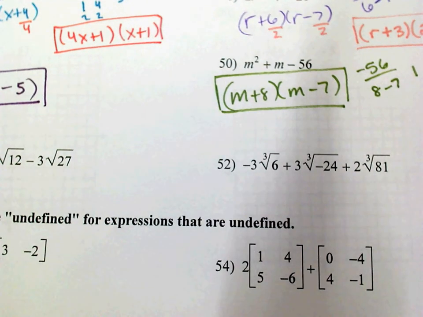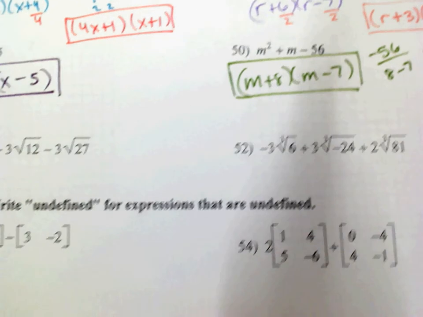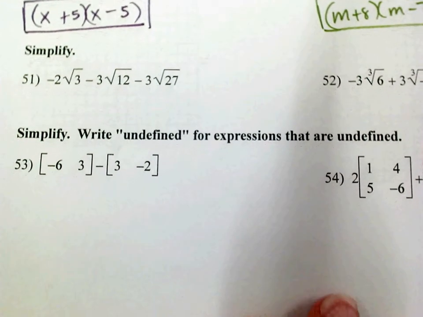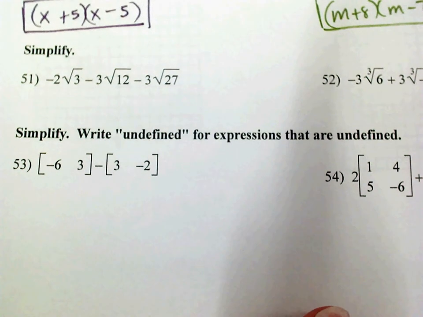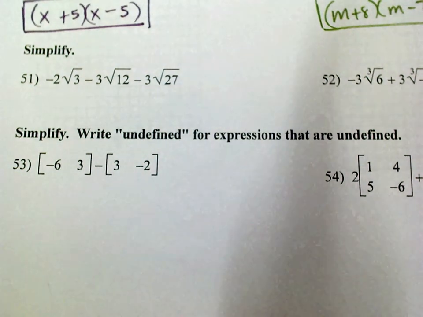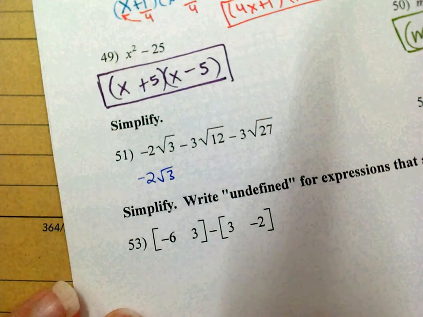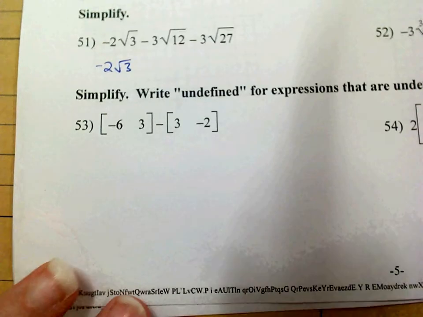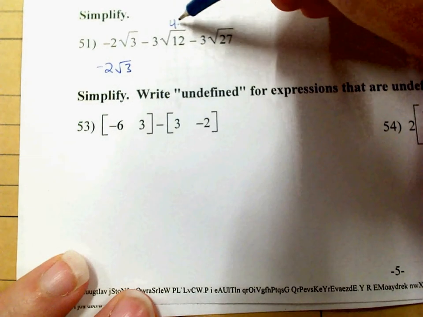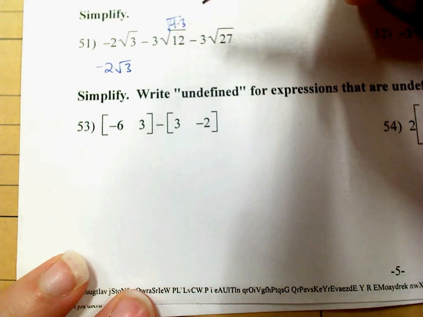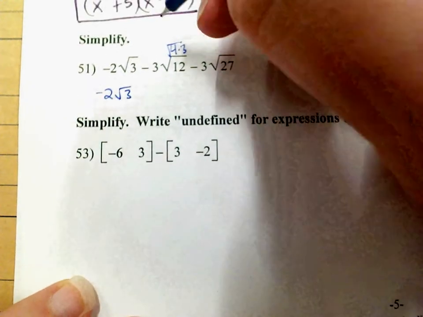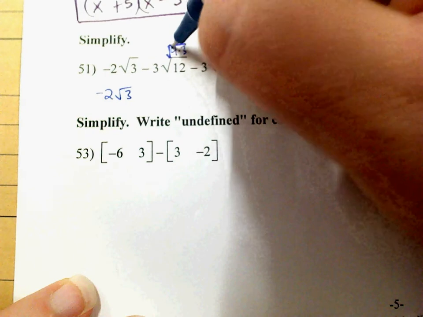Okay, 51. 51, I need to simplify these roots. Okay, can I simplify the 2 square roots of 3? No, so I'm just going to go ahead and rewrite that. Negative 2 square root of 3. What about the square root of 12? What goes into 12? 4 goes into it 3 times. So do I bring a 4 out or a 2 out? A 2 out. Do I add it to the negative 3 or multiply it? Multiply it. I had a lot of people adding on the test.